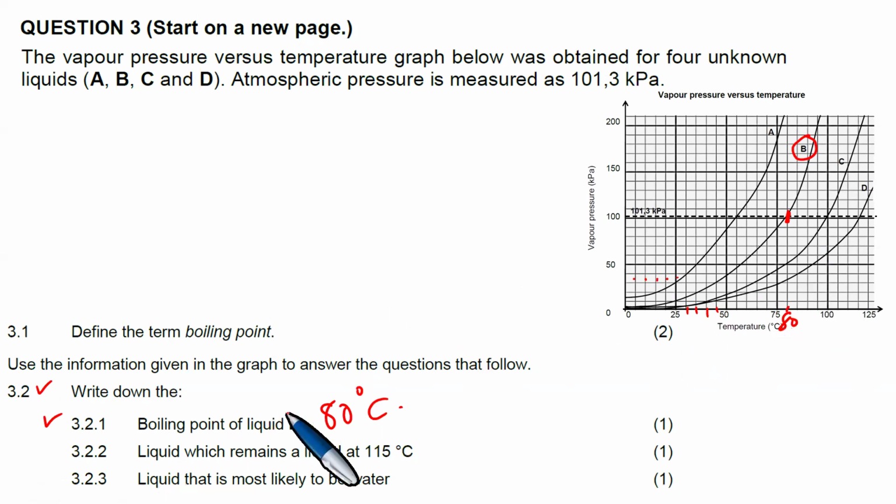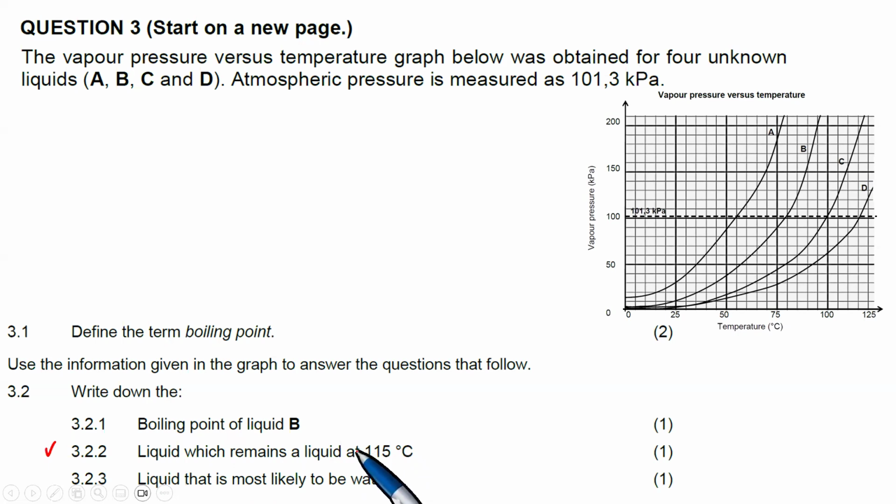Next question. So make sure you understand how to read the vapor pressure graph, because it's going to be there in your exam. Okay, next question. Now we're looking at 3.2.2. In 3.2.2, there's: write down the liquid which remains a liquid at 115 degrees Celsius.